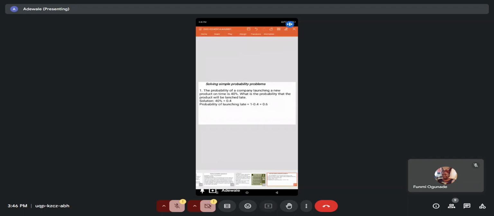The probability of launching a new product on time is 40%, and 40% is 40 over 100, which is 0.4. That is 4 over 10, 0.4. And the probability of them launching late is 1 minus 0.4. So if you subtract 0.4 from 1, you have 0.6. So the probability of them launching late is 0.6.